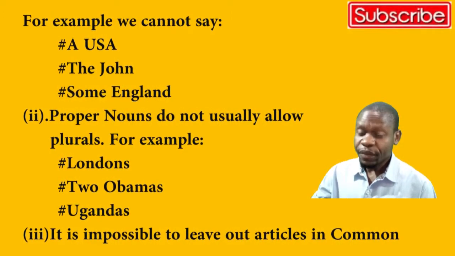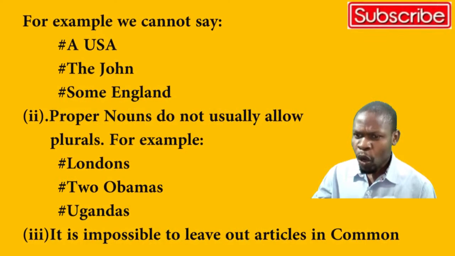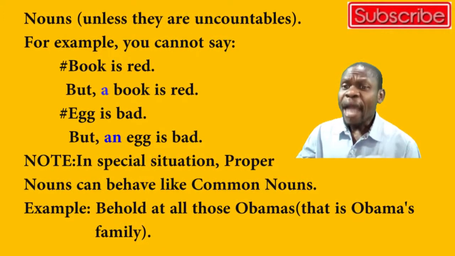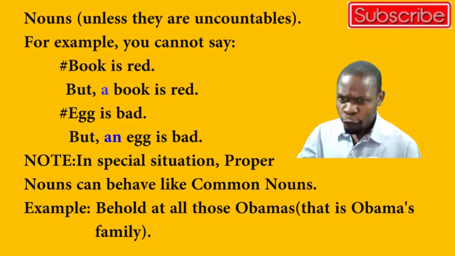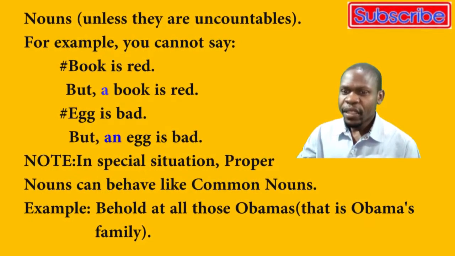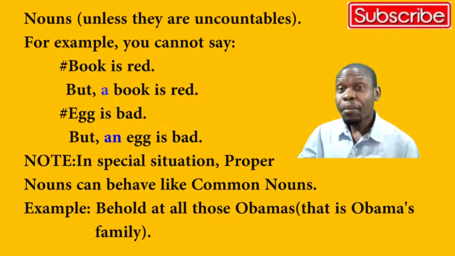Number three, it is impossible to leave out articles in common nouns unless they are uncountable. For example, you cannot say book is ready, but a book is ready. Egg is bad, but an egg is bad.